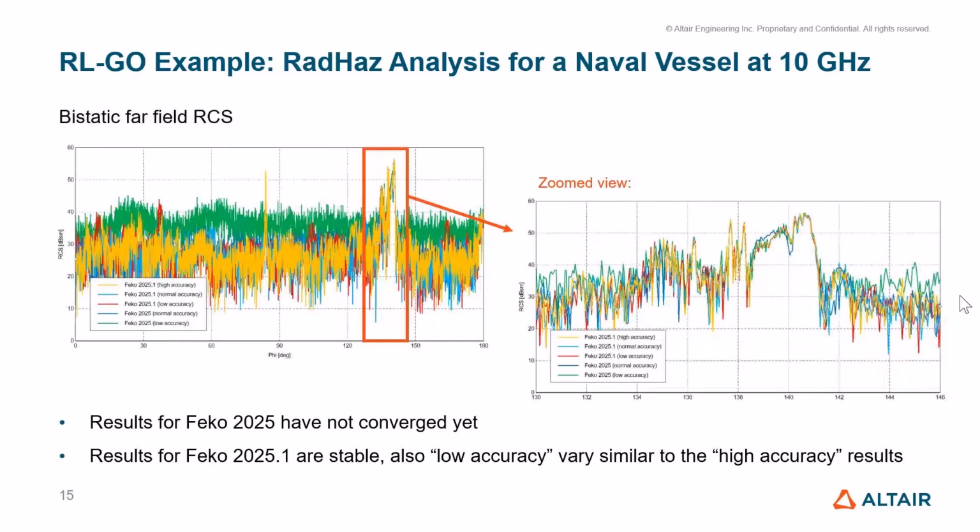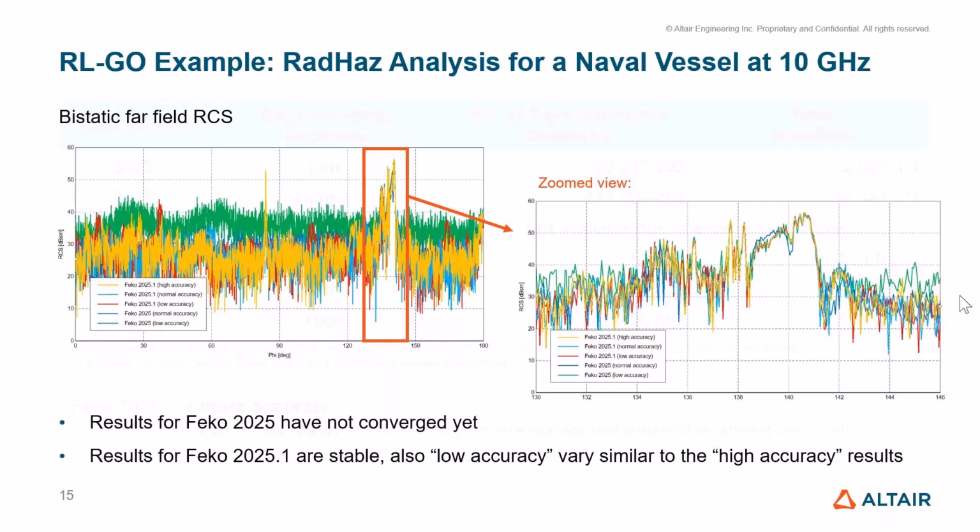And we've done a similar comparison for the bistatic far field RCS as well. And we can observe the same, that the low accuracy setting gives very similar results to the high accuracy setting, and kind of gives us the confidence in the solver itself.